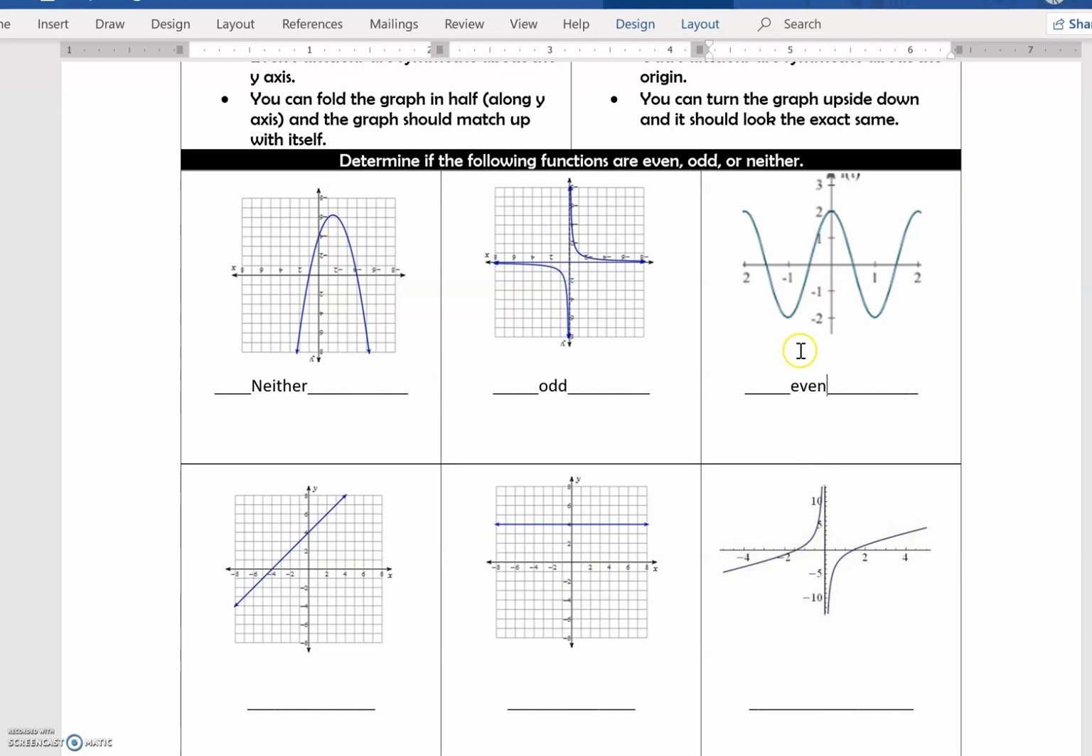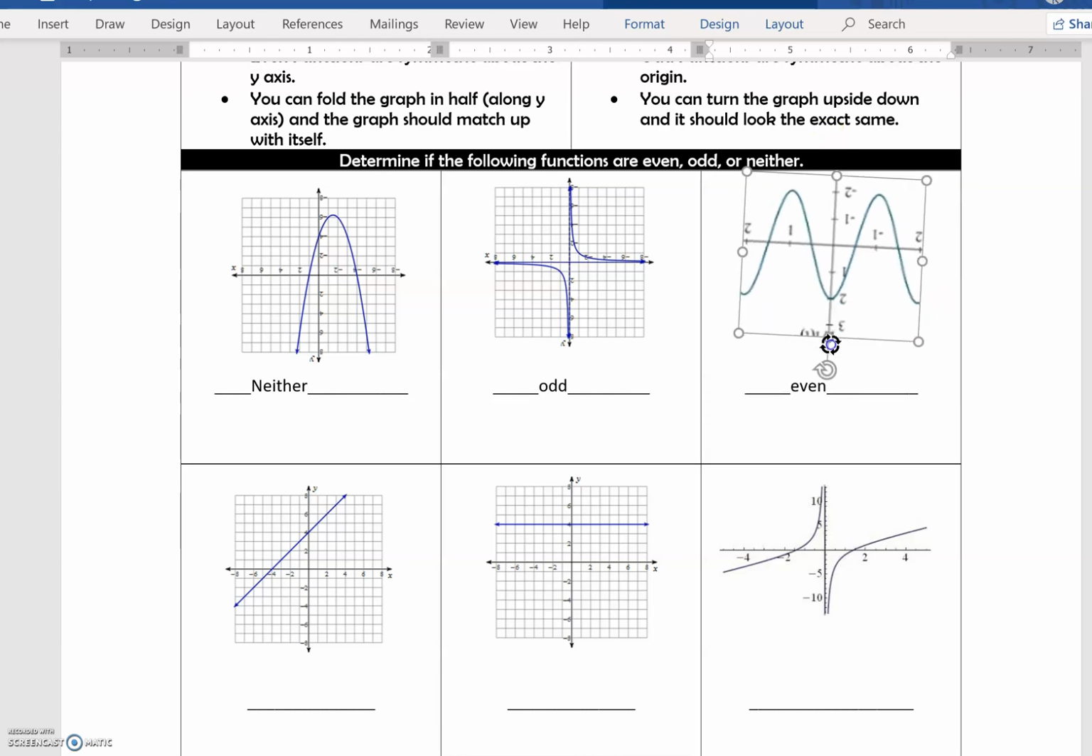Let's see if it's also odd. So we're going up in the middle. If we rotate it 180 degrees, we're going down in the middle. So it's not odd, it's only even.